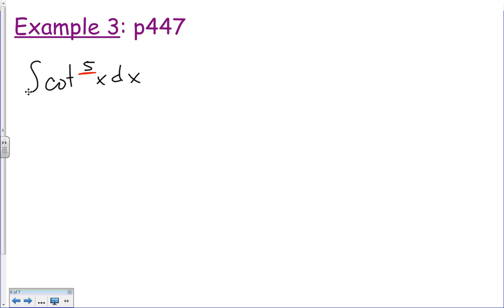So our formula is, this is equal to, negative 1 over n minus 1. Let me put that negative back in there. Negative 1 over n minus 1. So n is 5, so that's going to be a negative 1/4. And then it's times the cotangent to the n minus 1. So that's going to be cotangent to the 4th of x. Again, we're just replacing n with 5 as we go through that formula. And then minus the integral of cotangent to the n minus 2. So that's going to be cotangent to the 3rd of x dx.